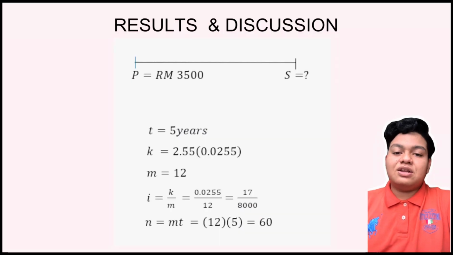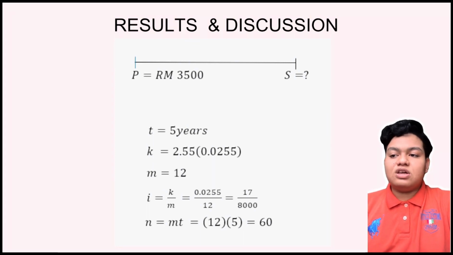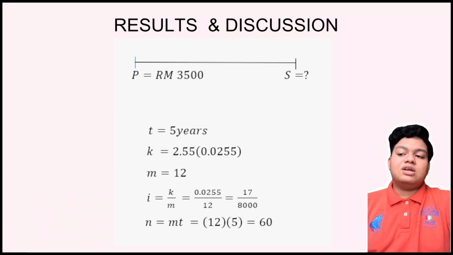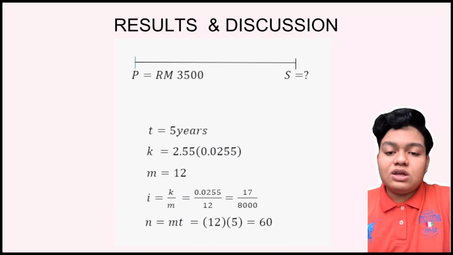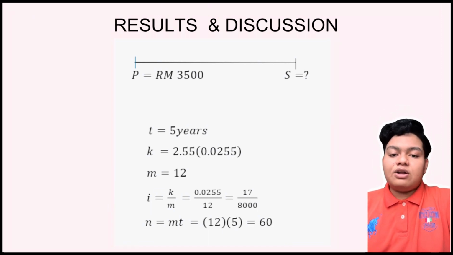For results and discussion, P equals RM3,500, T equals 5 years, K equals 2.55%, M equals 12, compounded monthly. For I, we use the formula K over M. K is 0.0255 over 12, which equals 17 over 8,000. And then for N, we use the formula M times T. M is 12, T is 5, so N equals 60.